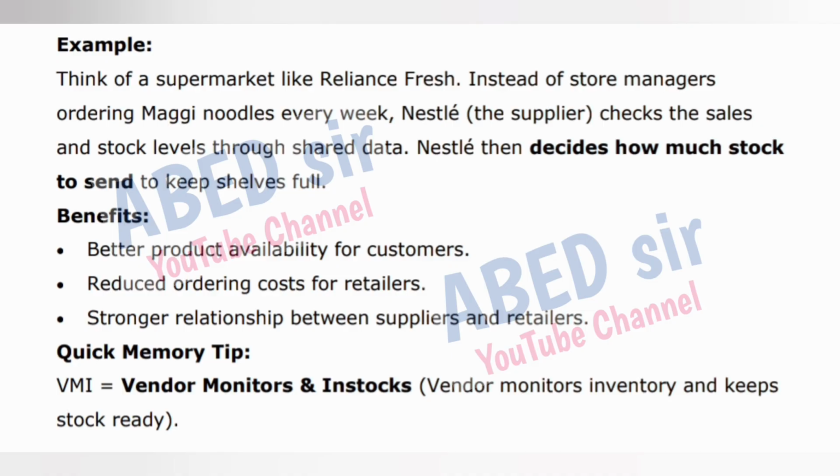Example: think of a supermarket like Reliance Fresh. Instead of store managers ordering Maggi noodles every week, Nestle, the supplier, checks the sales and stock levels through shared data. Nestle then decides how much stock to send to keep shelves full. Benefits: better product availability for customers. Reduced ordering costs for retailers. Stronger relationship between suppliers and retailers. Quick memory tip: VMI equals vendor monitors andInstocks. Vendor monitors inventory and keeps stock ready.